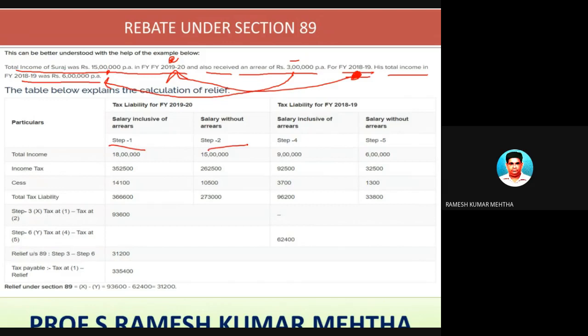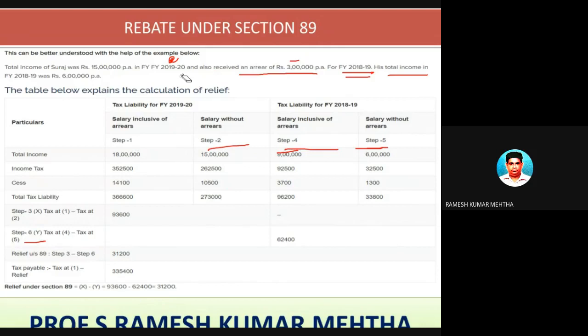So these steps you have to follow. Step 1, step 2, step 3, step 4, step 5, and step 6. And see how we can calculate the amount of rebate from tax he can claim. This particular slide will help us to find out the tax rebate he can claim under section 89.